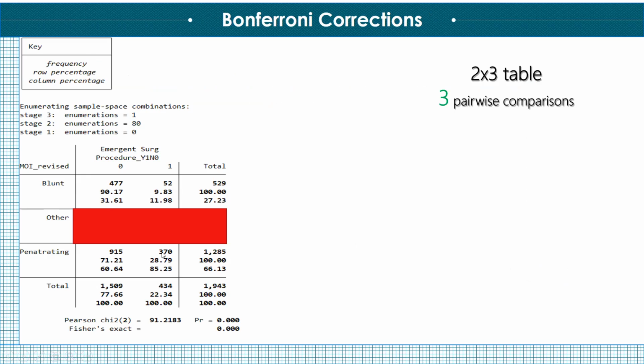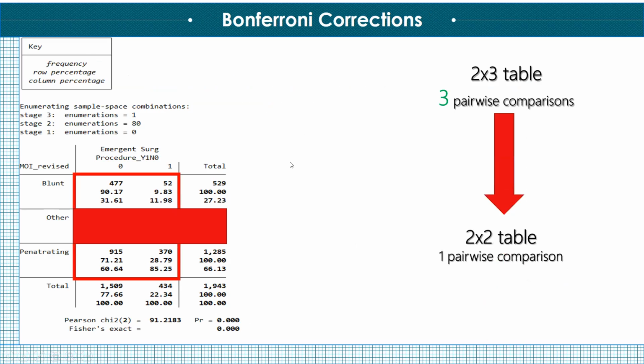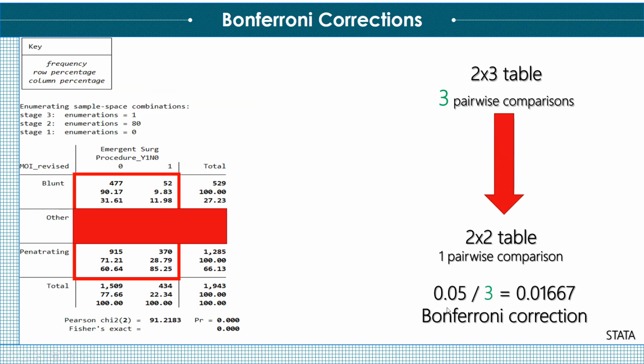So again, we had a 2x3 table, and this was the p-value. And this 2x3 table had 3 pairwise comparisons. Now, we're making a 2x2 table, so we're making it 1 pairwise comparison. So now, to ensure that the p-value is still appropriately considered, we need to divide the p-value by 3 because we had 3 pairwise comparisons and now we have 1. So therefore, for our data to still be significant, the p-value of the 2x2 analysis must be less than 0.01667. And this is what we call the Bonferroni correction.